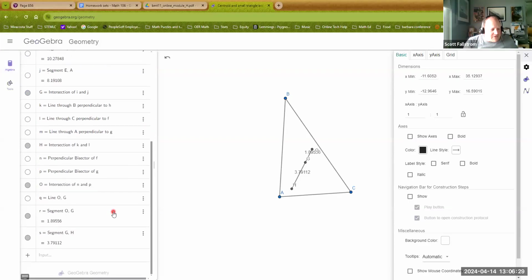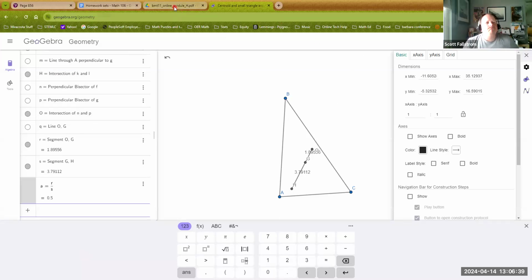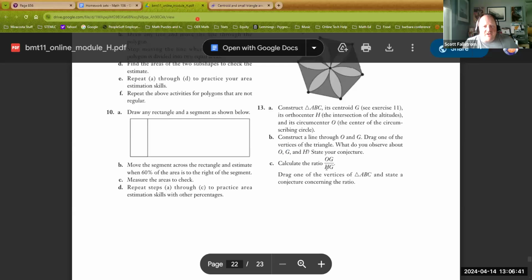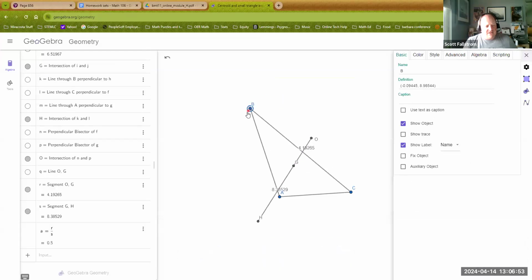And now I can measure the length of those two pieces. Let's scroll all the way down to the bottom. Okay, OG is R, GH is S, so I want R over S. Is that what I want? OG over HG, yes. And the ratio, wow, the ratio is 0.5, which means that HG is twice as long as that. I wonder if that stays the same.